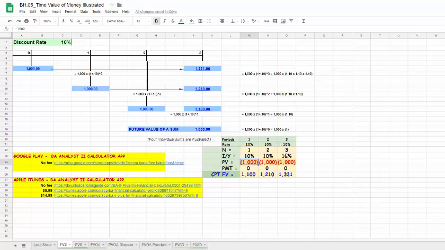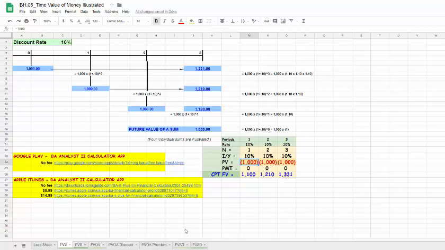N would be 3. Interest per year would be 10%. $1,000 is the amount of your deposit. Enter that as a negative. There are no annuity payments. Enter 0 and then push compute future value to get $1,331. Okay, that is the future value of a sum.